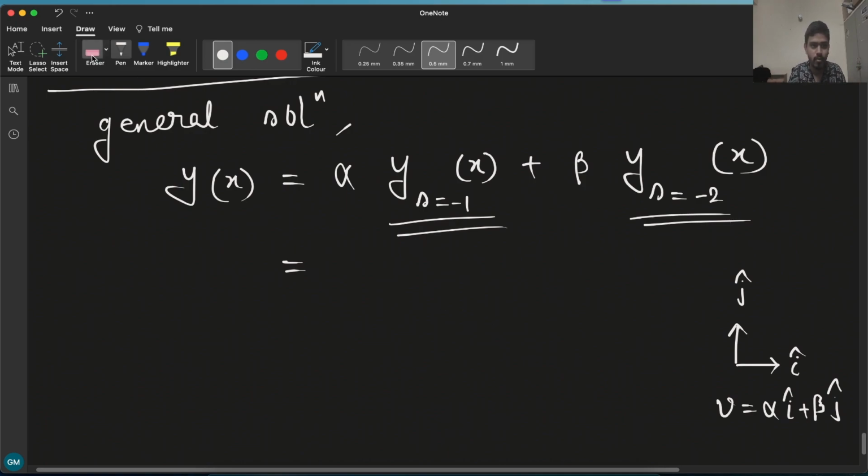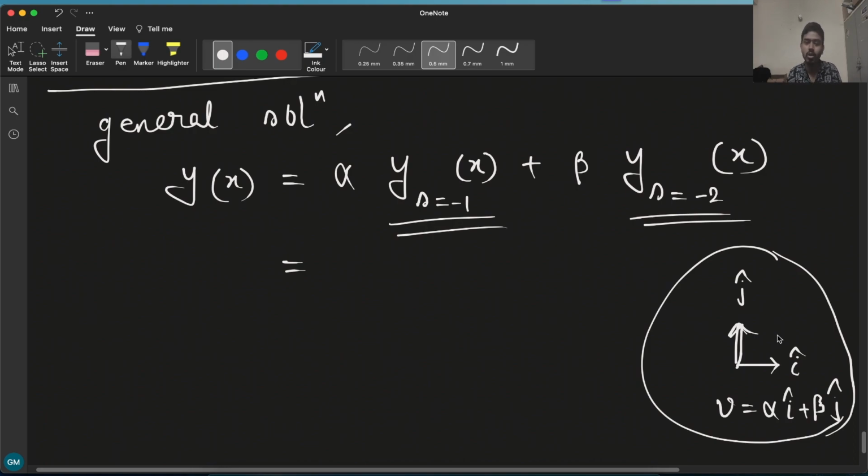So you can think of this like a solution space, and I have two independent vectors in the solution space, and I am writing the general solution. Solution space means all the solutions are lying there, and I'm getting two independent solutions and writing a general solution, so it will contain all the solutions depending on the values of alpha and beta.